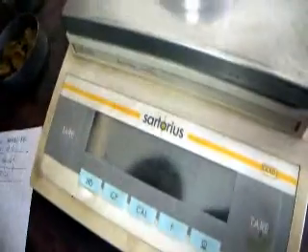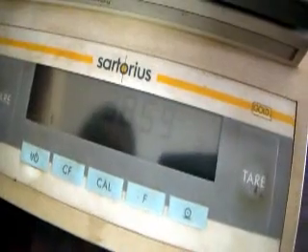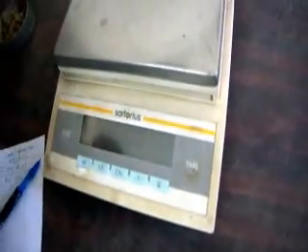So this is the box for 60 centimeter depth, and the weight is 38.59 gram.